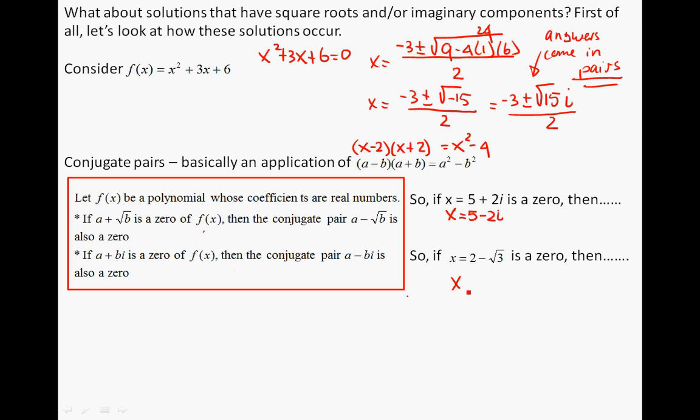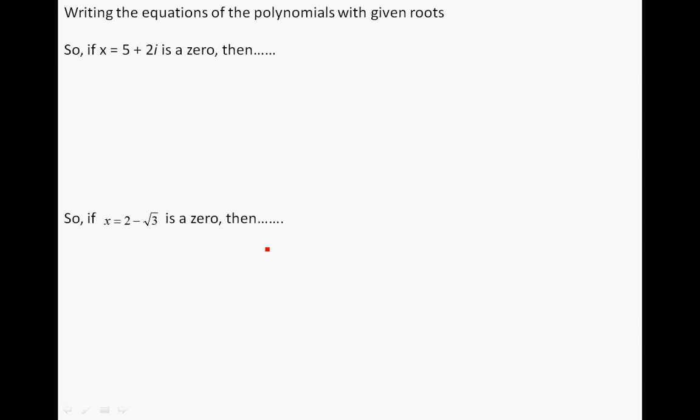If x is 2 minus the square root of 3 was a 0, then 2 plus the square root of 3 had to be another 0. Okay, and that's written over here. So keep in mind, square roots and imaginary answers come in pairs. We can use that to write the equations. So if I give you that one of the solutions is 5 plus 2i, then the other solution must be 5 minus 2i.